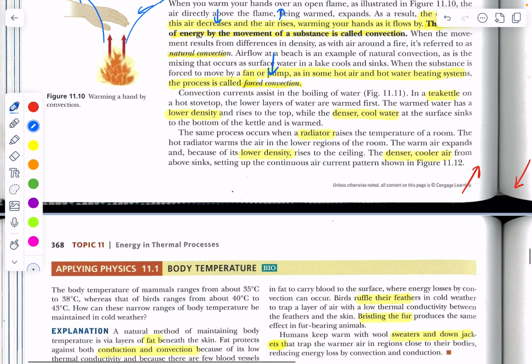Some other examples would be a tea kettle. The base of the tea kettle is on the stovetop. That's the water that heats up fastest. As that hot water heats up and the water molecules move faster and faster, they spread out. As a result, they get lower in density. Because they're lower in density, they begin to rise to the top. As they rise to the top, the cooler water at the top, which is denser, begins to sink and come down and then get heated until pretty soon all the water in the tea kettle reaches the same temperature, and then you begin the boiling process.